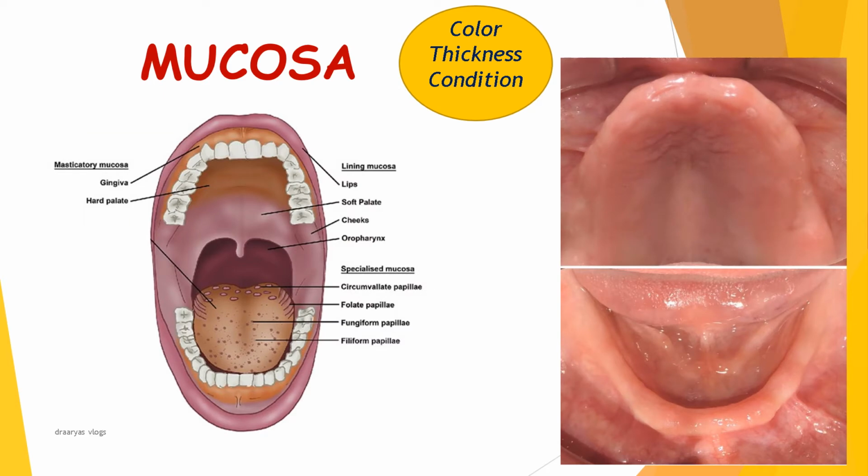Coming to mucosa, there are various types of mucosa like lining mucosa, specialized mucosa, and masticatory mucosa. And the mucosa of cheeks, lips, floor of the mouth, residual ridge, hard palate, and soft palate is evaluated for the color, thickness, and the condition.